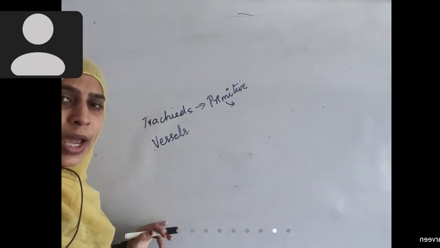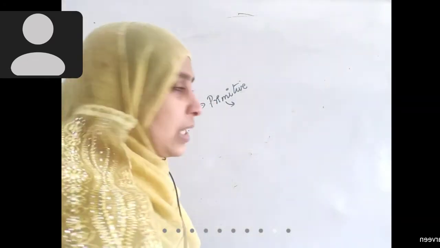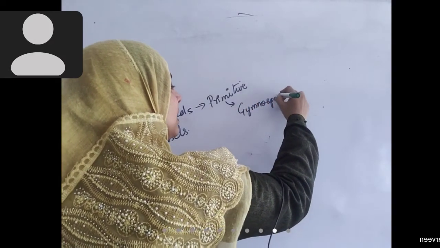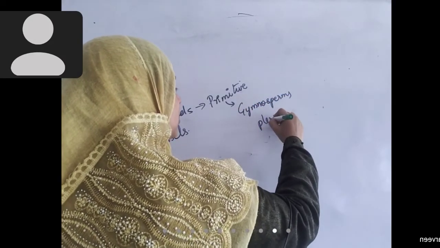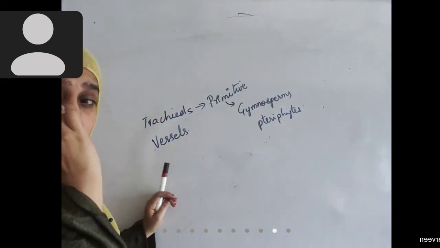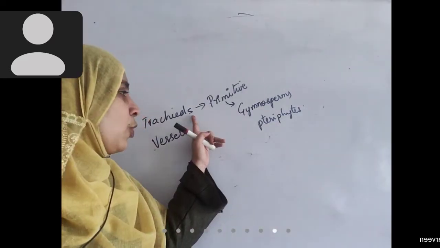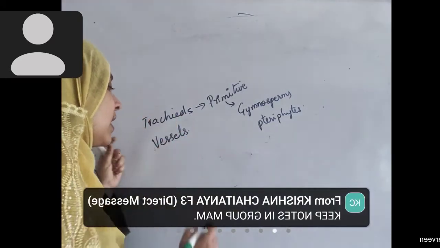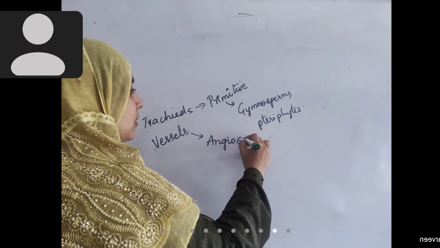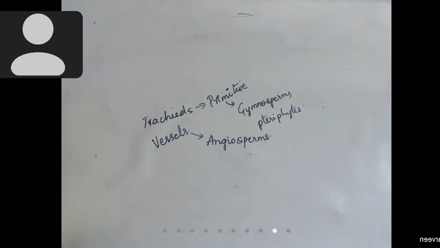Since it is a primitive character, it is present in plants which were formed before the angiosperms, like gymnosperms and pteridophytes. In bryophytes, there is no vascular tissue, so don't worry about bryophytes. Pteridophytes and gymnosperms have the primitive mode, that is tracheids. Vessels are present in angiosperms. Okay? This point should be clear.